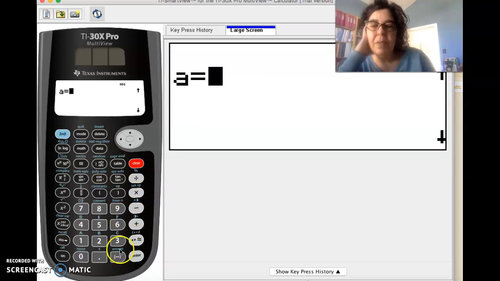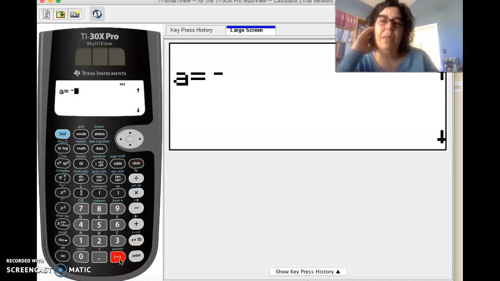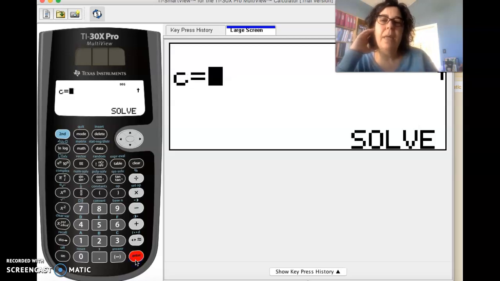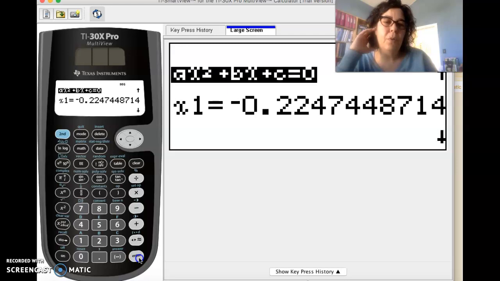Now I need to enter my a value. It was negative 16. That negative should not come from the negative key below the multiplication or above the addition key. It should come from the parentheses negative. Hit that, and then 16. Hit enter. B is 32, which I already entered there. Then c was 8. Enter, and then hit solve.